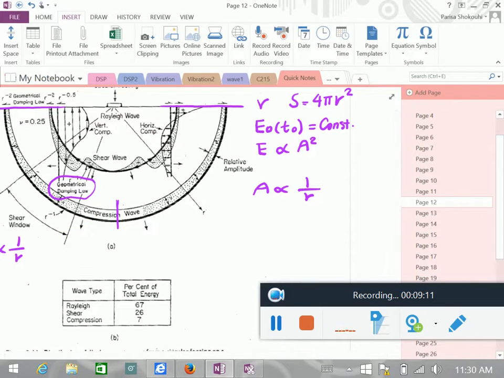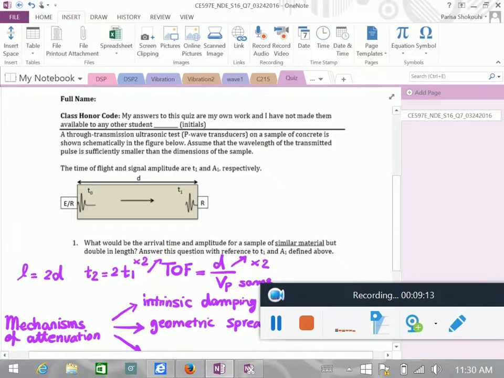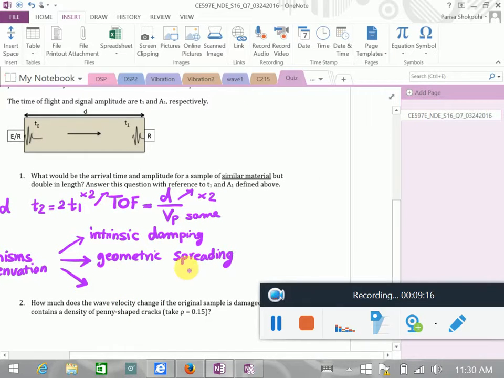So now going back to our quiz. We have geometric spreading, and since the distance becomes double, you expect that just because of geometric spreading, your A2 would be 1/2 of A1. You agree? Approximately. We don't have a half space. I know all those other things, but approximately this is what you get.